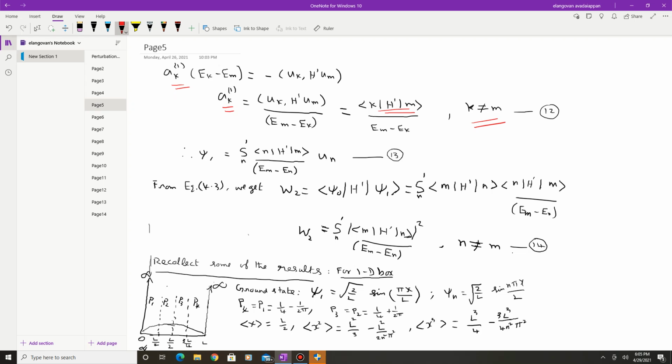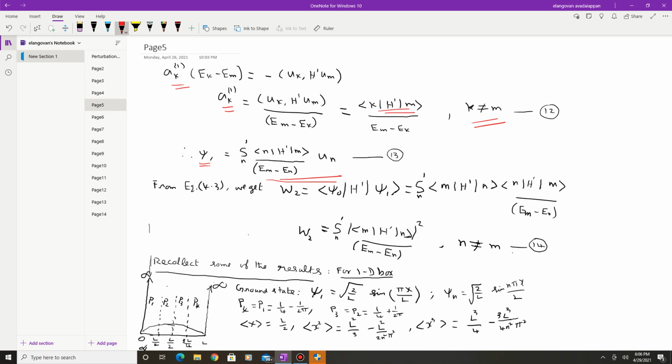Now therefore what is your psi 1? We have already mentioned psi 1 is equal to summation over n prime of the coefficient ak1, this is the coefficient. So n h prime m divided by em minus en into un. So this is equation 13, the first order equation psi 1. This is your first order function.